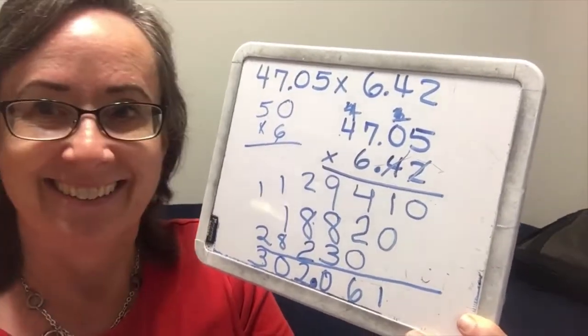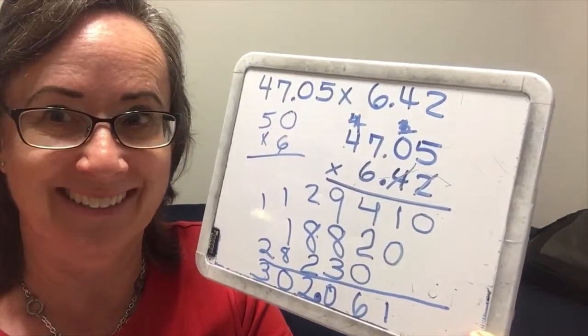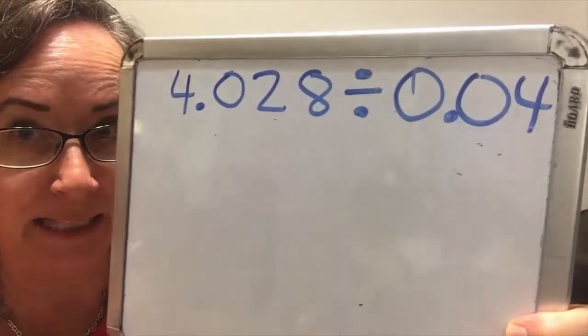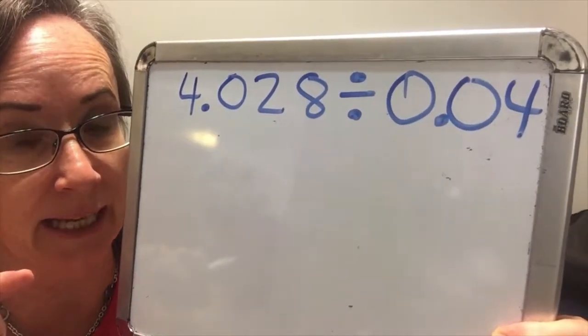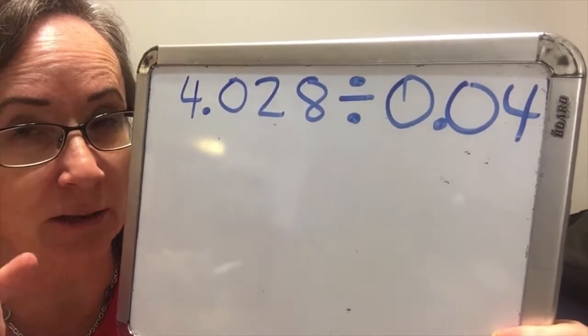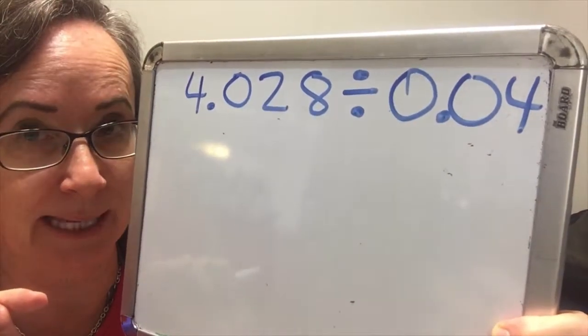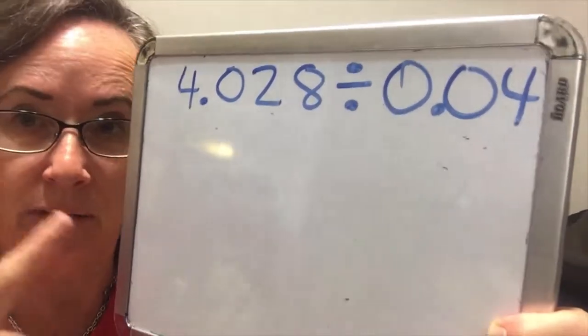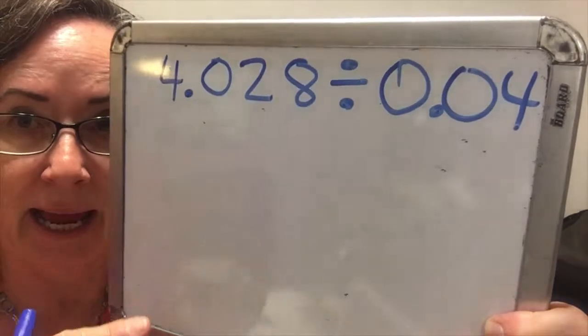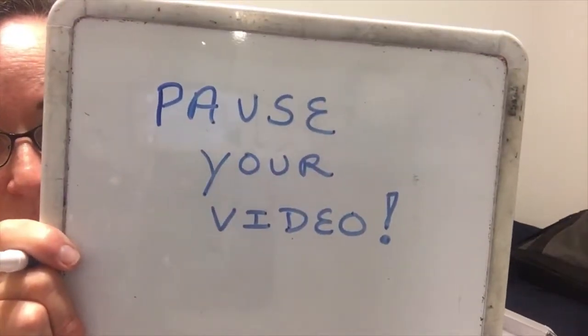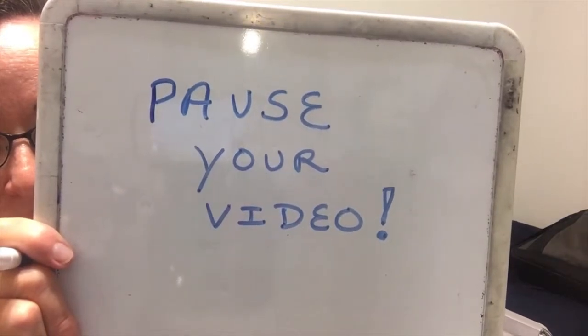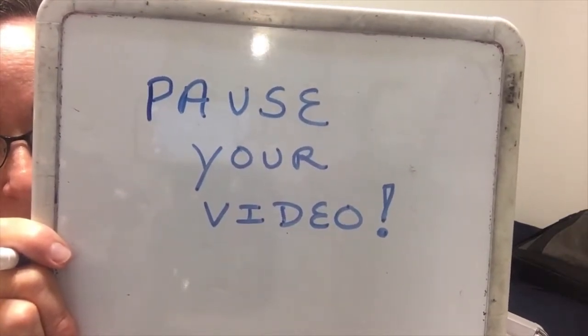Okay, so let's come back with the next one. This one is practice problem F. So remember, when we're dividing, we always need to clear the decimals in the divisor. So copy down your problem here and then pause your video and go work your problem, please.